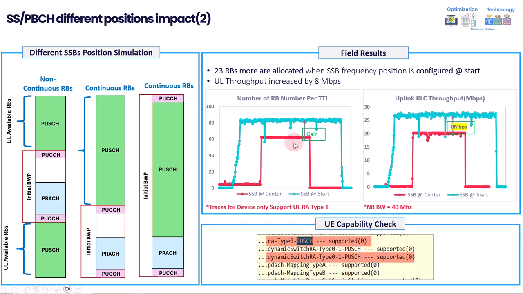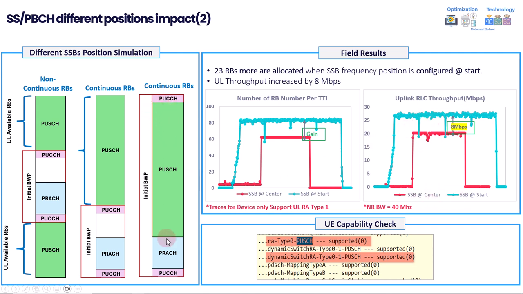As you can see in this figure, when the SSB was at the center of the bandwidth, the maximum number of RBs was 60, as an example. Now, in case you move the SSB to the start of the band, the initial bandwidth part will be shifted, and the PRACH will be allocated at the start of the bandwidth. So now the users can take more resource blocks. But this is in case we are only supporting resource allocation type 1. And as you can see in this comparison, this particular device was only supporting uplink resource allocation type 1. So now the number of resource blocks increased from the center to the start. And for sure, the uplink speed for a wireless 5G also increased from the center to the start as well.